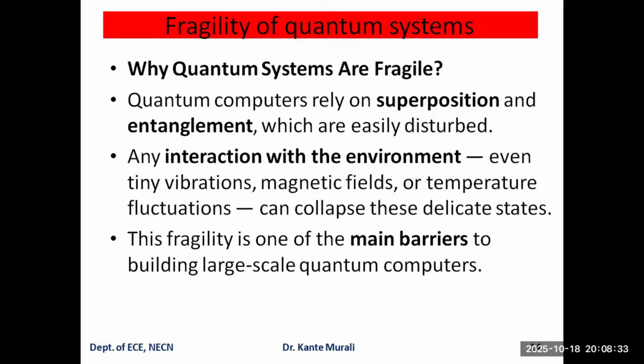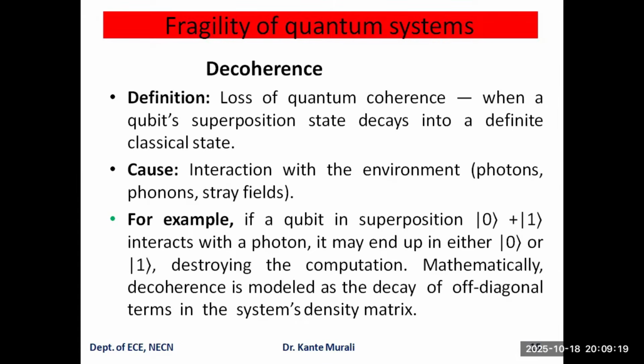It is like trying to balance a pencil on its tip. Any little breeze makes it fall. This fragility is one of the main barriers to building large quantum computers. It means we spend more effort protecting qubits than actually computing with them. But what are the reasons for that fragility? What is the effect of that fragility on quantum states?